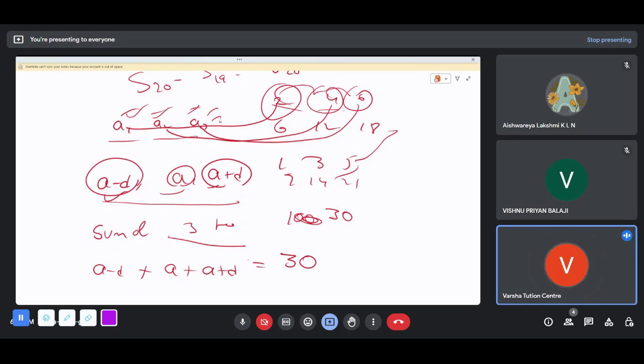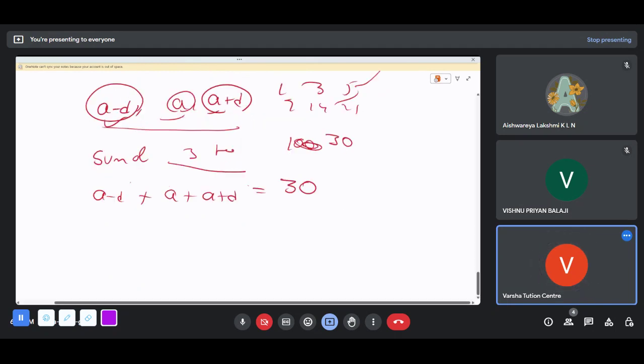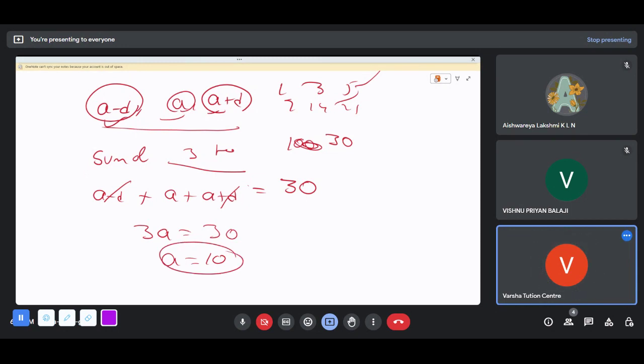Correct? Then from here the cancellation will happen. What is left? 3A is equal to 30, so A is equal to 10. See, A has come. If you choose any other pair, your A will not come that easily. That's the reason we have to choose this as the pair. What is the pair for three terms? A minus D, A, A plus D. Is that clear now? Any confusion?